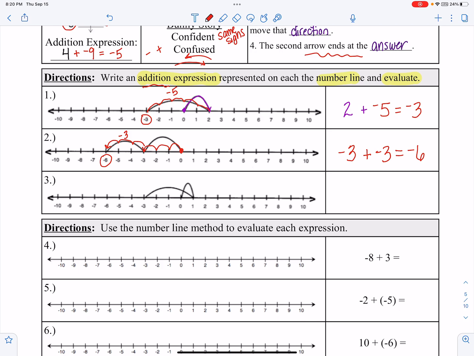Now, we do want to be reflecting on our other lessons, just thinking about reasonableness. So we know same signs, add and keep, and so that makes sense. Same signs, I added and I kept the sign, and so negative 3 plus negative 3 is negative 6. Okay, so be thinking about that too and making those connections.